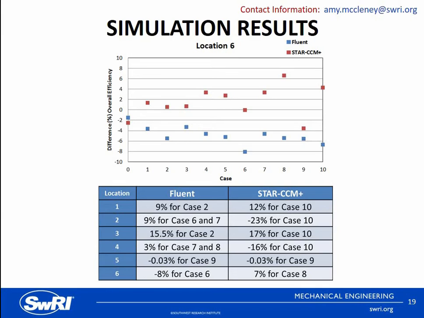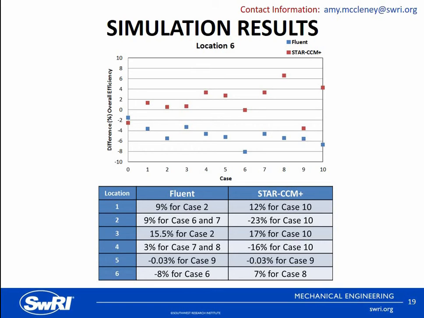So these are the simulation results. The graph that you're seeing there is for location 6, which is the separation efficiency at the oil outlet. This graph shows the percent difference between the experimental and simulation results, where a value of 0 means the simulation result matched the experimental results exactly. The simulation results indicate that Fluent was able to predict separation efficiencies within 8%, while STAR-CCM Plus was within 7% of experimental results for all test conditions.